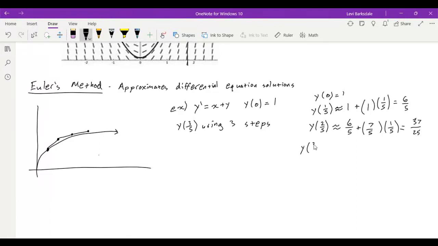Finally, our final value, y of 3/5, is approximately equal to our previous y value at y of 2/5 plus our slope, in this case x plus y again, so 37 over 25 plus 6/5 times the distance over, which is 1/5. And I'm not going to bother simplifying this, but this should be not a 6/5.